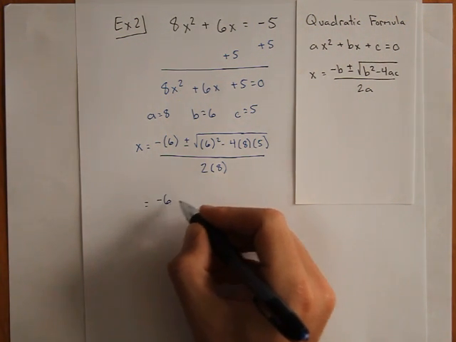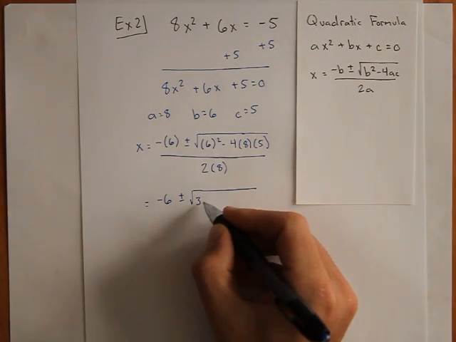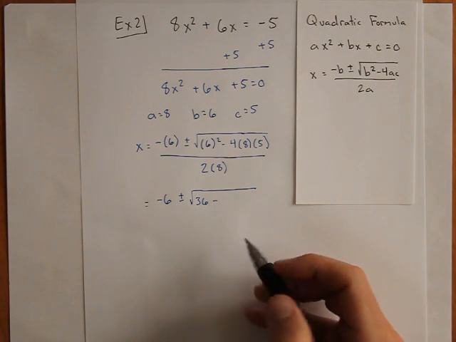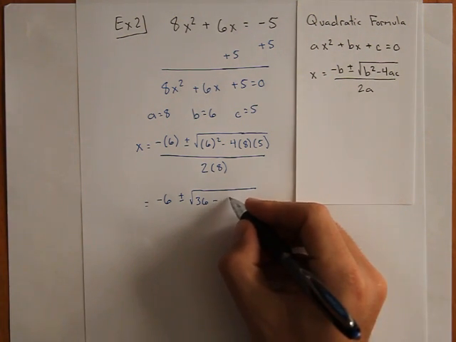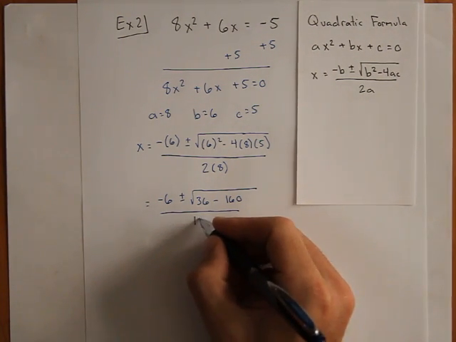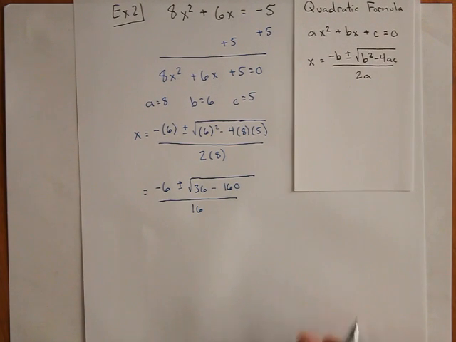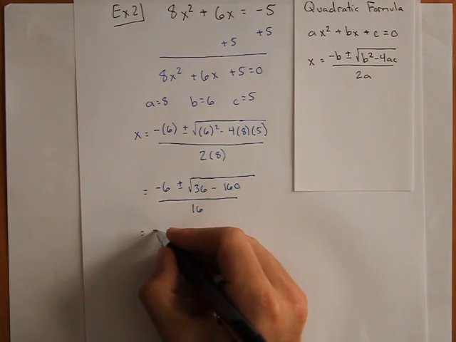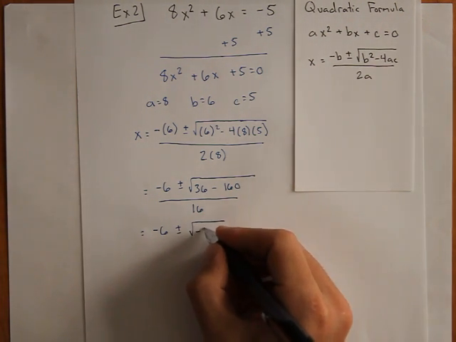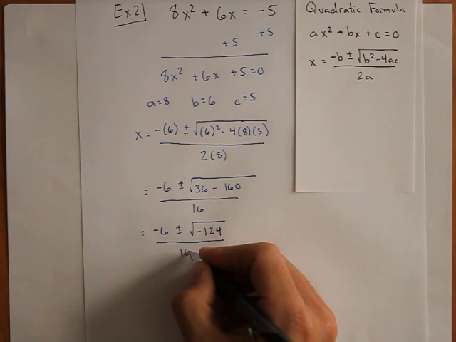I'm going to get a negative 6 plus or minus square root of 36 minus 4 times 8, which is 32. 32 times 5 gives me 160. All over 16. Right? And if we multiply that down, we now get the following. Negative 6 plus or minus square root of negative 124 over 16.